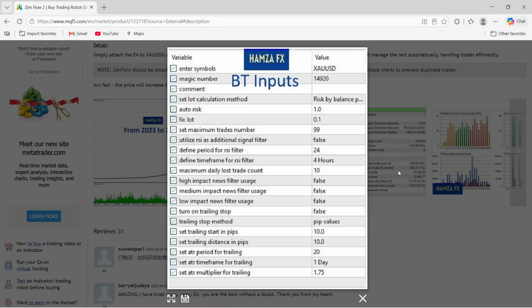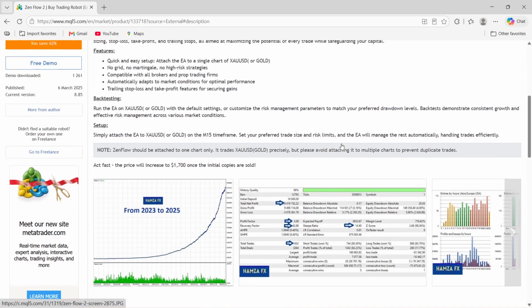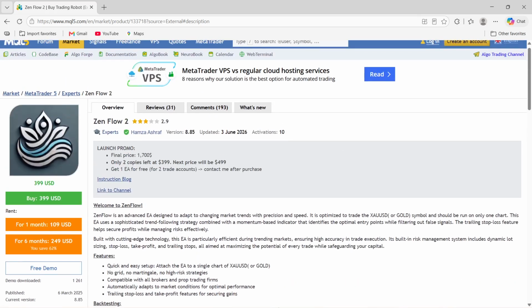All right. So you can see some of the settings the developer uses. As you can see, the symbol XAUUSD, lot calculation method, auto fixed lots. You can also see settings like trailing stop method, p values, and the rest of that, ATR period for trailing. All right, so quickly let's check this out. Let's see how it holds up in my own backtest.